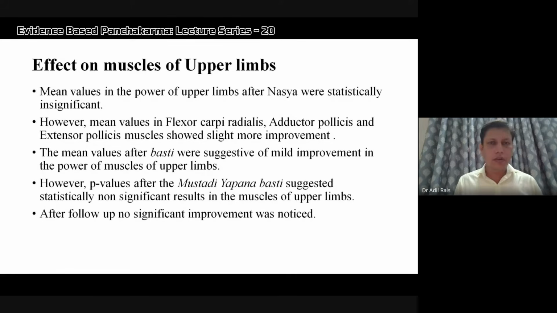Now, coming to the results and observations, effect on muscles of upper limbs. After Nasya, the mean value in the power of upper limbs was statistically insignificant. There was some improvement in muscles like flexor carpi radialis, adductor pollicis, and extensor pollicis, which is known for extension of the thumb. They showed slight improvement, but the changes were not statistically significant. After Vasti also, mild improvement was seen in the power of muscles of upper limbs, but the results were not statistically significant.